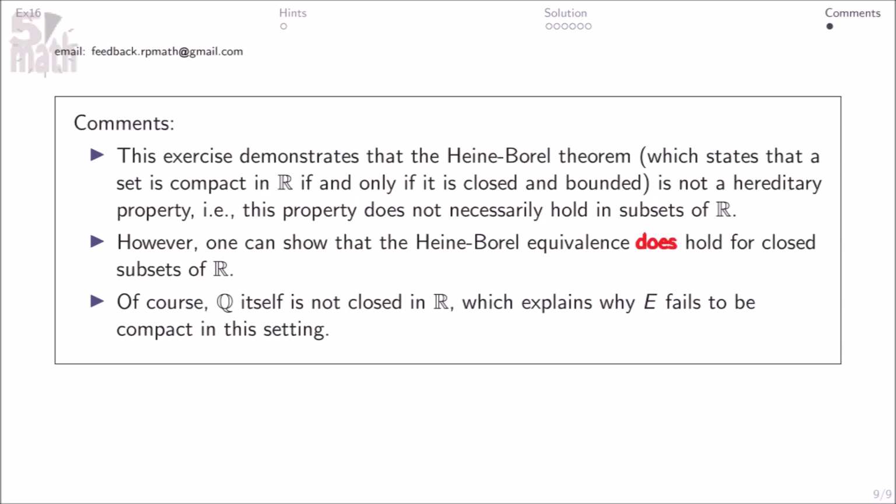Comments. This exercise demonstrates that the Heine-Borel theorem, which states that a set is compact in R if and only if it is closed and bounded, is not a hereditary property. That is, this property does not necessarily hold in subsets of R. However, one can show that Heine-Borel equivalence does hold for closed subsets of R. Of course, Q itself is not closed in R, which explains why E fails to be compact in this setting.